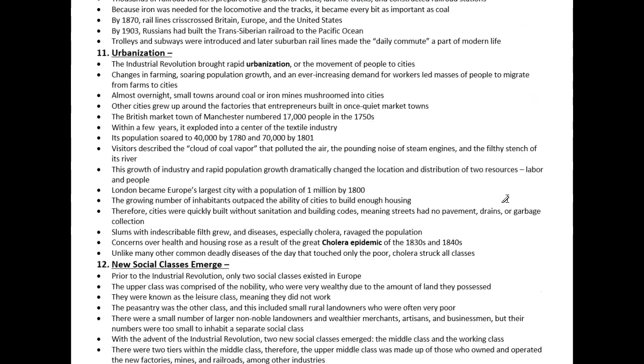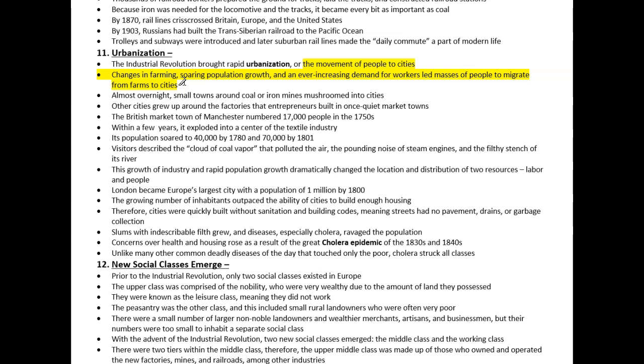Number 11, urbanization. The Industrial Revolution brought rapid urbanization, or the movement of people to the cities. Highlight that. Changes in farming, soaring population growth, and an ever-increasing demand for workers led masses of people to migrate from farms to cities. Although that's not part of the definition, that's an important cause, so we'll go ahead and tag that. Almost overnight, small towns around coal or iron mines mushroomed into cities.